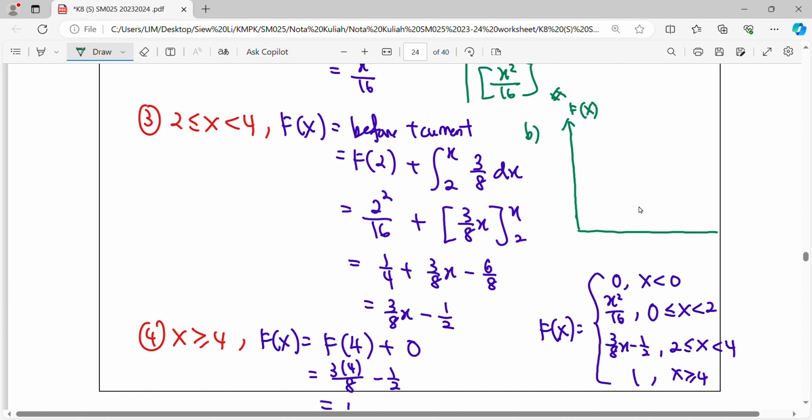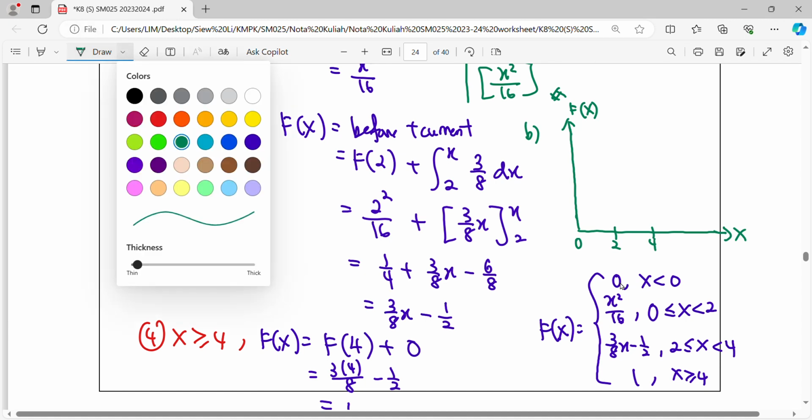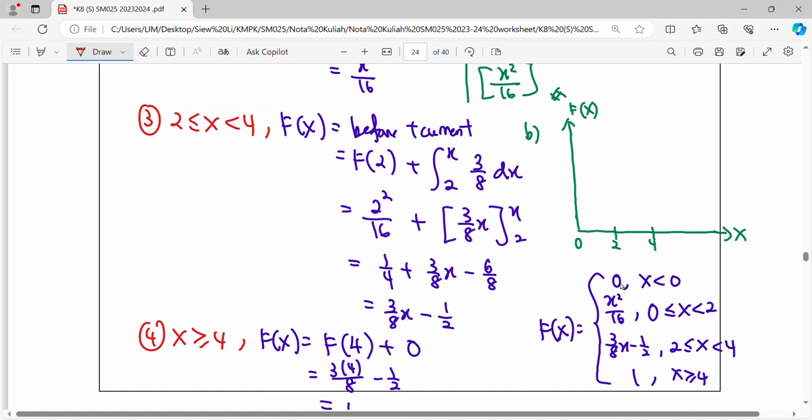So x-axis will be your random variable. Start with 0, you have 2, 4, no more. Maximum 4, right? Okay, less than 0 is 0. How to draw this? Less than 0 is 0. So this is the interval. Less than 0 is 0.